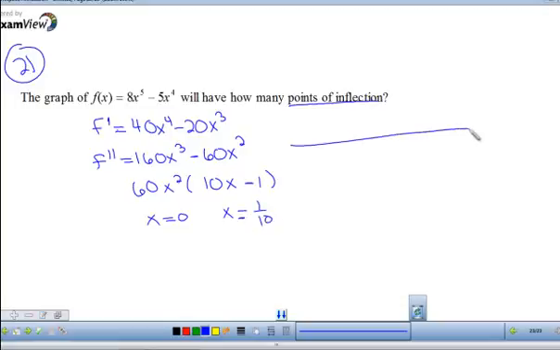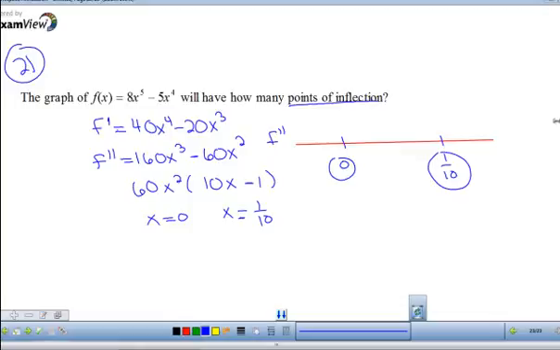Okay, so before we say that these are points of inflection, I need to make sure that my second derivative changes signs. So I have 0 and 1 over 10. So I'm checking the second derivative, or this one will be easier to check. So let me check -1, a number to the left of 0. So this is always going to be positive. So 10 times -1 is -10. -10 minus 1 is negative. So that's going to be negative.